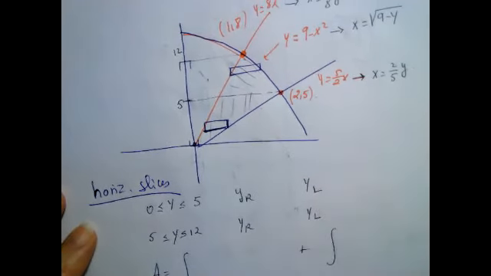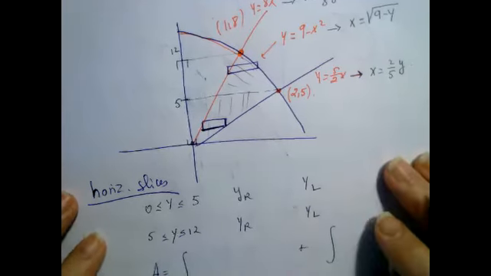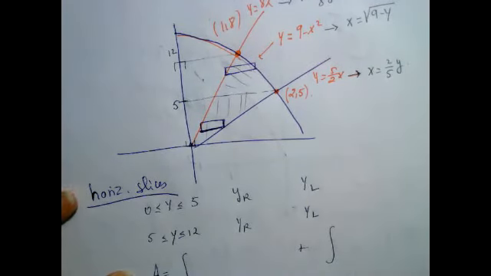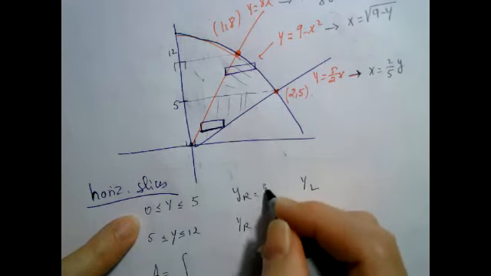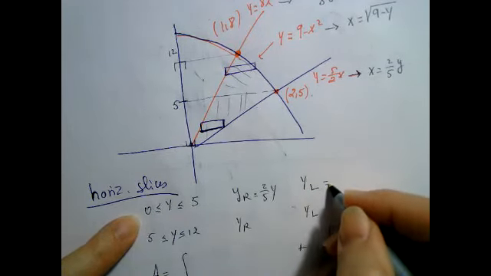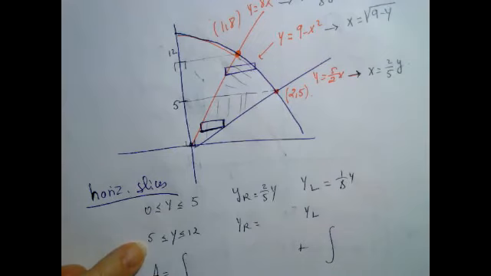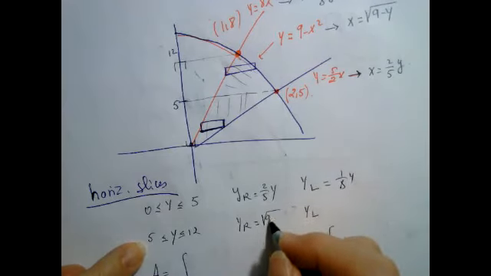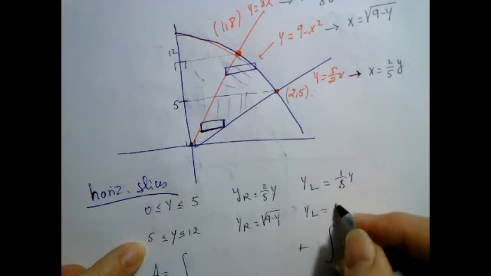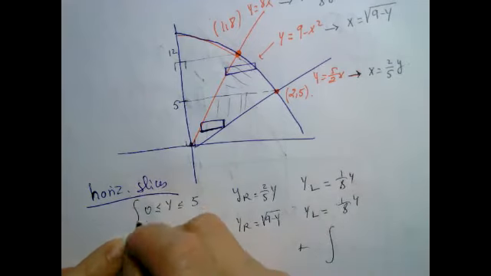All right, I will pick one of you. Let me pick Gavin. Gavin, can you help me? So for your right, it's going to be 2/5 y, and then the left is going to be 1/8 y. Yeah, he's right, of course. And then the other right is going to be the square root of 9 minus y, and then the left is 1/8 y.